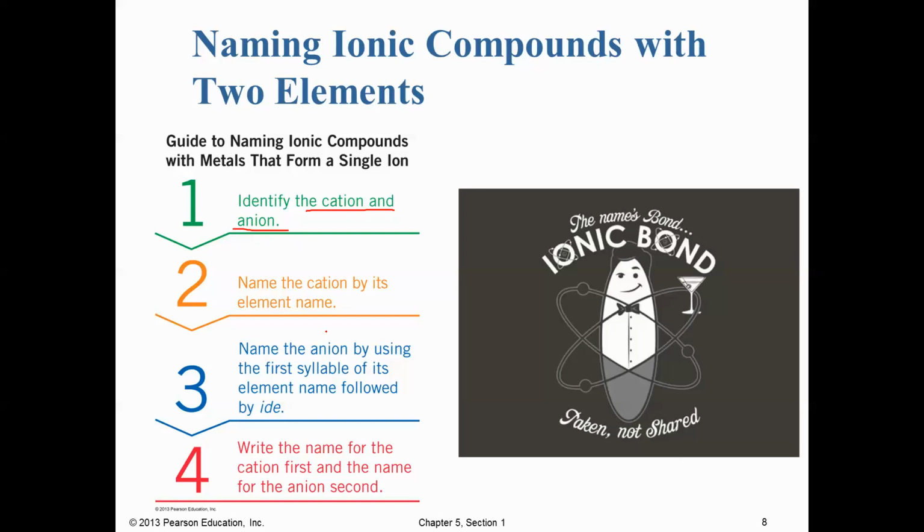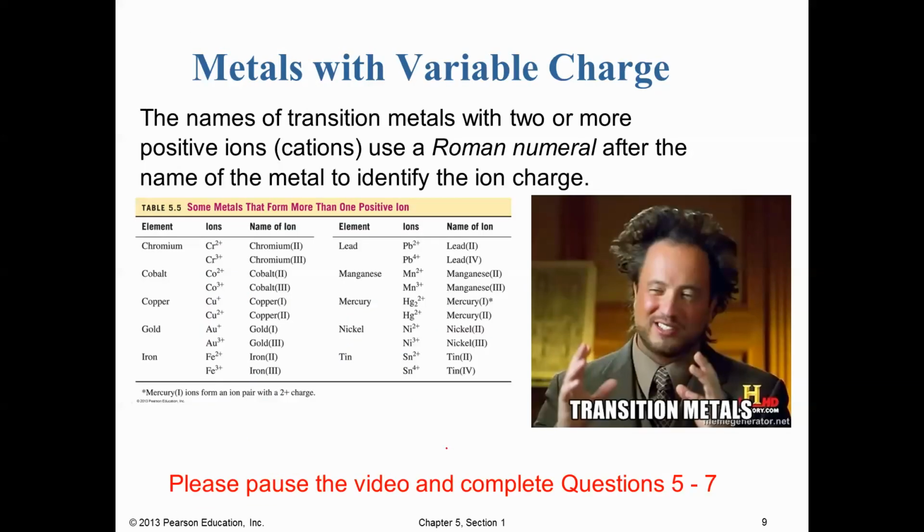And when it comes to naming the cation, it's pretty easy. Those are usually going to be metals, and the ion has the same name as the metal. So the cation, or the positive ion, is named by its element name, which again is usually going to be some type of metal. And the anion we're going to name using the first syllable of its element name followed by "-ide". And to write the name of the compound, write the cation name first, followed by the anion name.